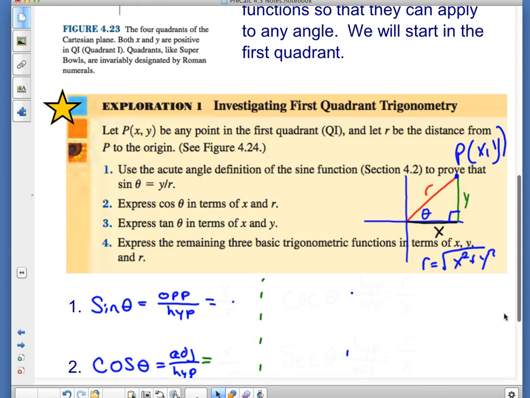First, in this investigation, this exploration, they told me we're in quadrant 1. Okay, that's how I oriented my triangle. So it's in quadrant 1. They told me that the point P is (x, y) in my coordinates. That's where I was able to find that my x coordinate was x and my y coordinate was y.